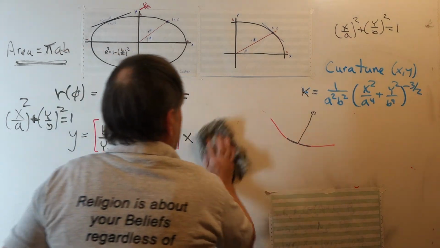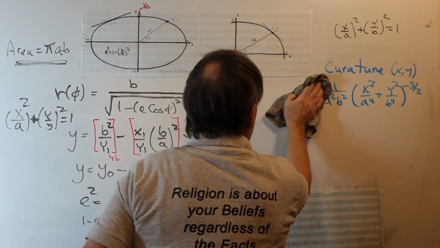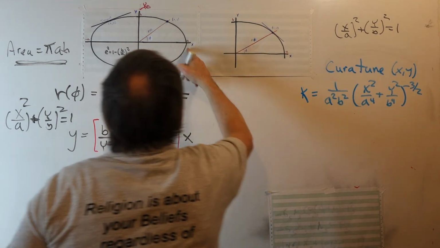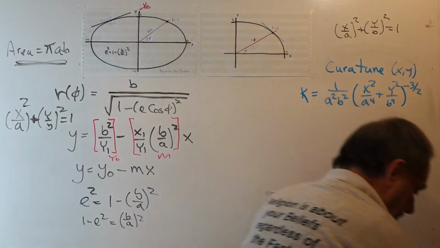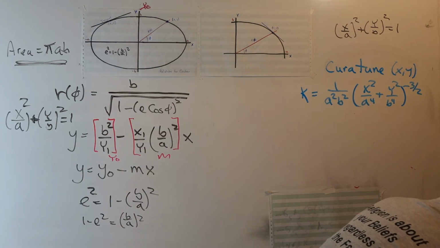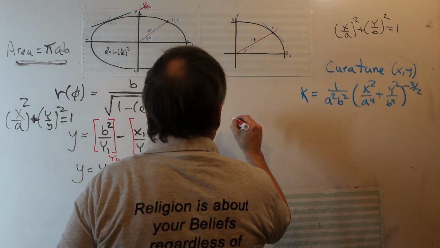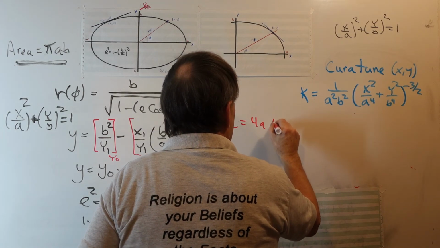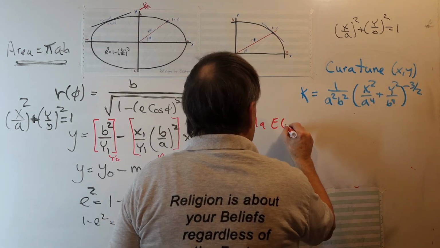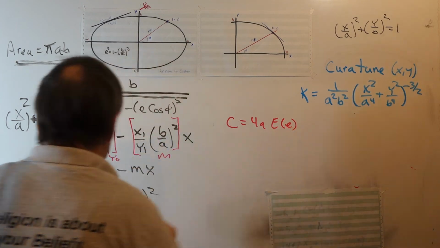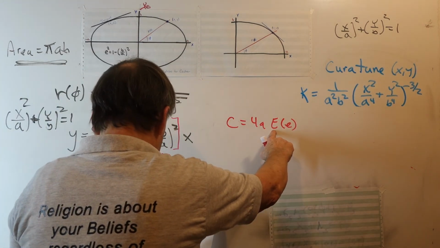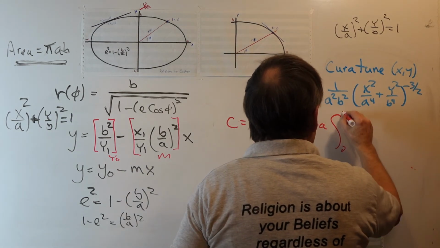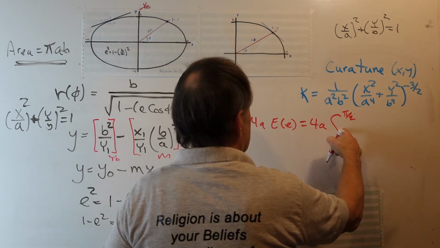Now, one last important thing is the perimeter, or the distance along the curve. For the perimeter of the ellipse, let's call it C. This is 4a times E, cap E of e, where little e is the eccentricity, and cap E is called the elliptic integral of the second kind. This is cap E here.